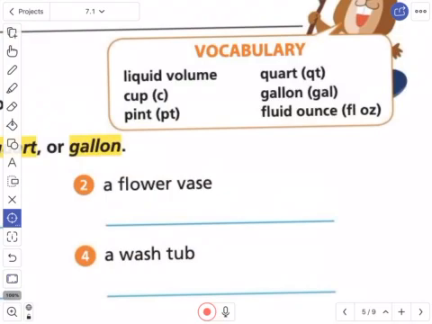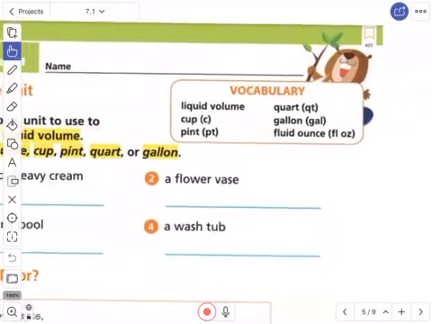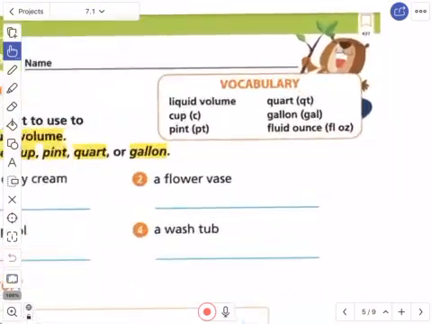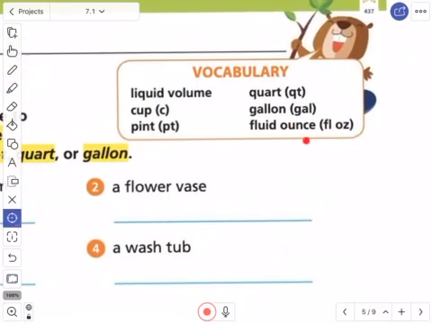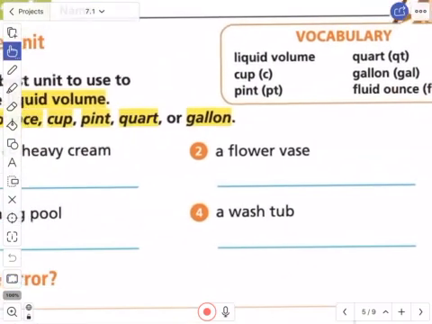Whenever you are measuring volume, that's another way to measure something, how much is going into it, and you can say how many fluid ounces something has. Fluid ounces are a much smaller unit than any of these, but sometimes when you go to a grocery store, a lot of times it's measured in fluid ounces.